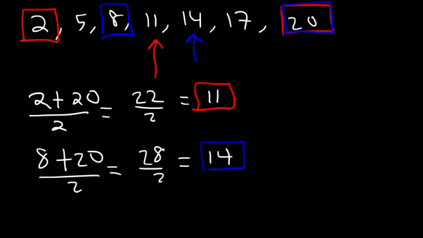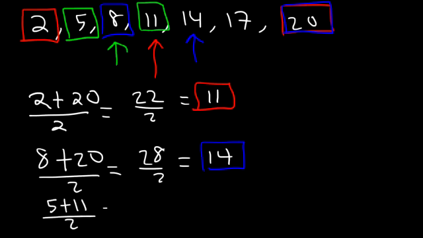Now let's try one more example. Let's find the arithmetic mean of 5 and 11. That should give us a number in between 5 and 11. If we add 5 plus 11 and divide by 2, that's 16 over 2, which is 8. So hopefully these examples will help you understand what is meant by the arithmetic mean. The arithmetic mean of two numbers is simply the number in between those two numbers if you were to write out the arithmetic sequence.